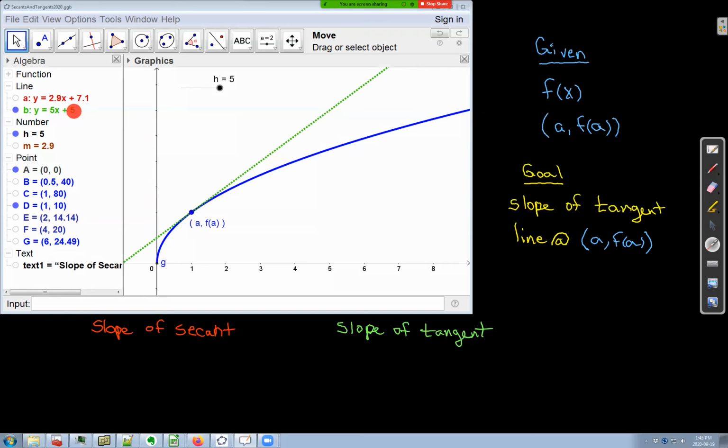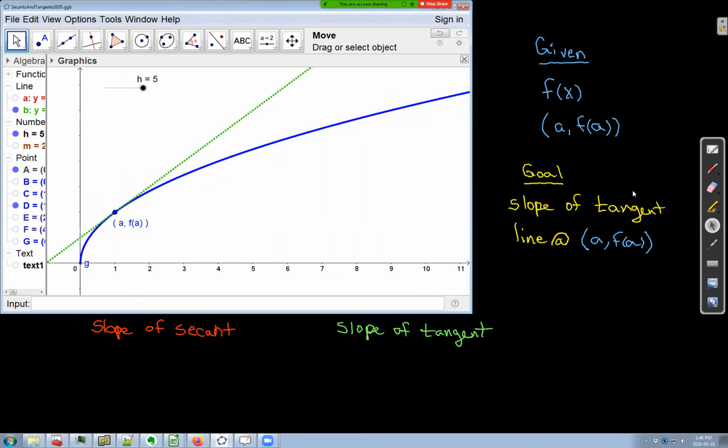I guess I could cheat and GeoGebra tells me what it is, but I don't want to, I'm pretending I don't know that. So I'm just drawing this line. This is a tangent line. And I know this point because that's what we're given, but I have no idea what any other point on this graph is.